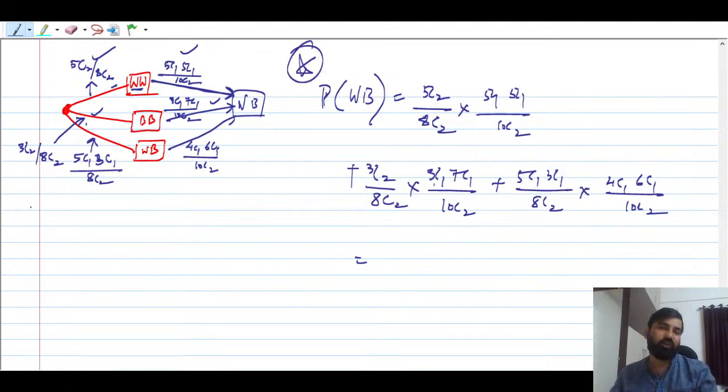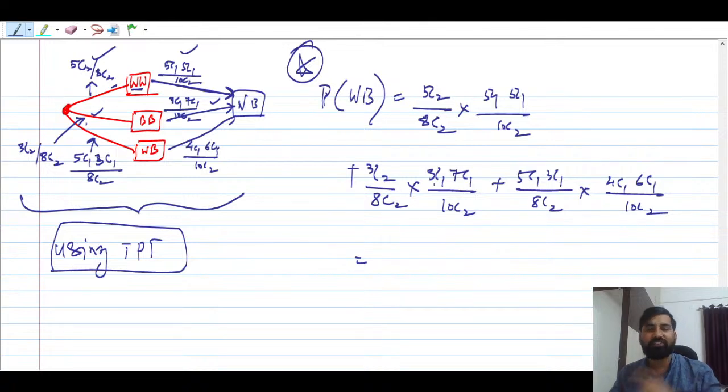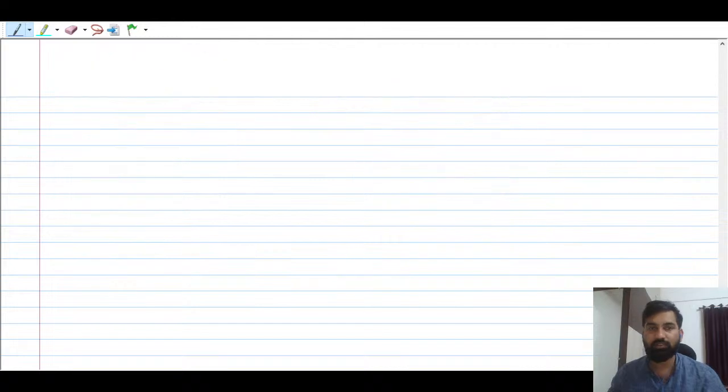So here what we are doing is we are using TPT: conditional probability as well as the total probability theorem as well as the multiplication rule, everything is going to be used here. Fine. So let me take one more question. It's a very good question where we can solve quickly. Whenever a balls problem is there, you have to use combination because you have to do selection, right?